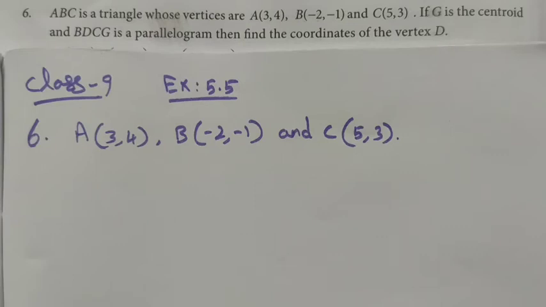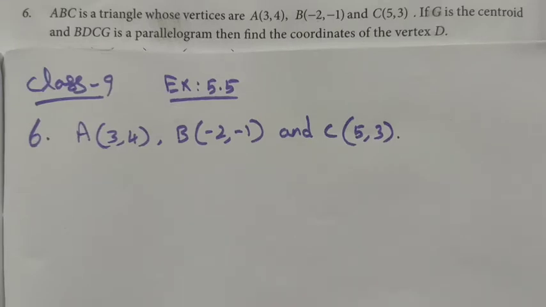Hi students, class 9, exercise number 5.5, question number 6. ABC is a triangle whose vertices are A is (3, 4), B is (-2, -1) and C is (5, 3). If G is the centroid and BDCG is a parallelogram, then find the coordinates of the vertex D.